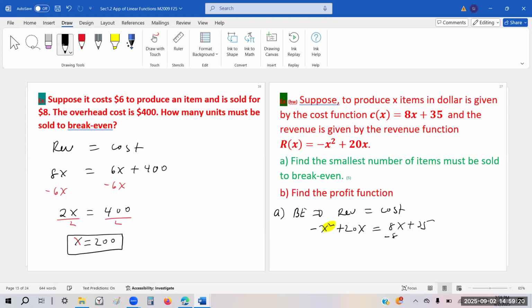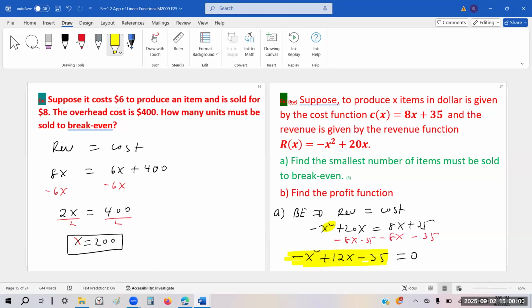So you can subtract 8x and subtract 35, minus 8x minus 8x, minus 35 minus 35. So you end up getting negative x squared plus 12x minus 35 equals 0. And this is actually the profit function. You did revenue minus cost. This is what you did here.